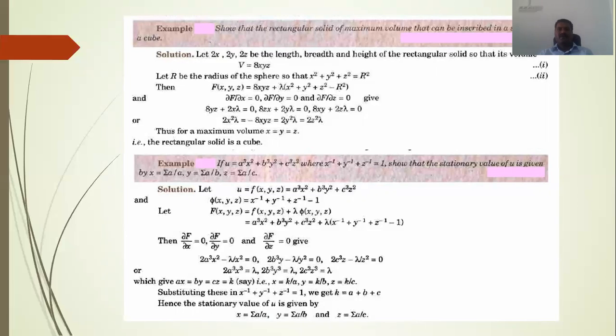That is a sphere, right? And its volume is fixed, V, right?